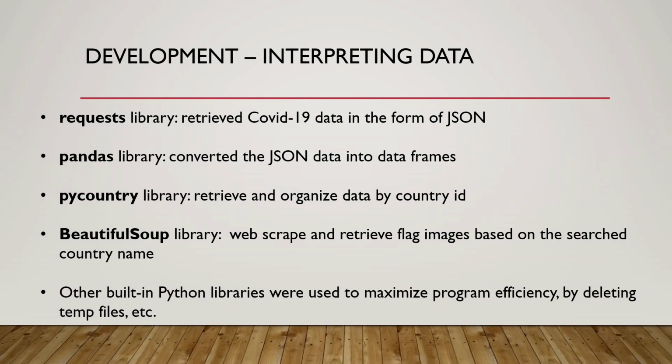We use many different types of libraries to help interpret our data. Request is used quite extensively in our programming to retrieve COVID-19 data in the form of JSON. The Pandas library is then used to convert the JSON data into data frames that can be used later. PyCountry is a library that we use to retrieve and organize data by country ID. The Beautiful Soup library was used to web scrape and retrieve images of flags based on the searched country name. We used many other built-in Python libraries to maximize our program efficiency. It did this by deleting temp files as well as organizing files and folders.